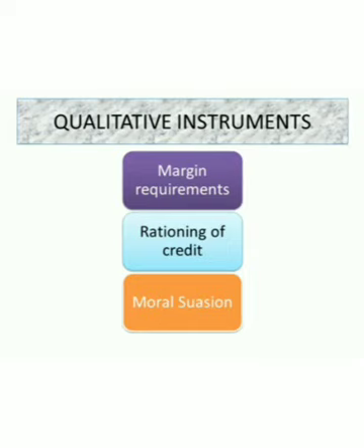So my dear students, we have studied about the quantitative instruments to control the credit creation in the economy. Now we see the qualitative instruments. Qualitative instruments are three instruments which are used by the Central Bank or Reserve Bank of India. They are margin requirements, rationing of credit, moral suasion.